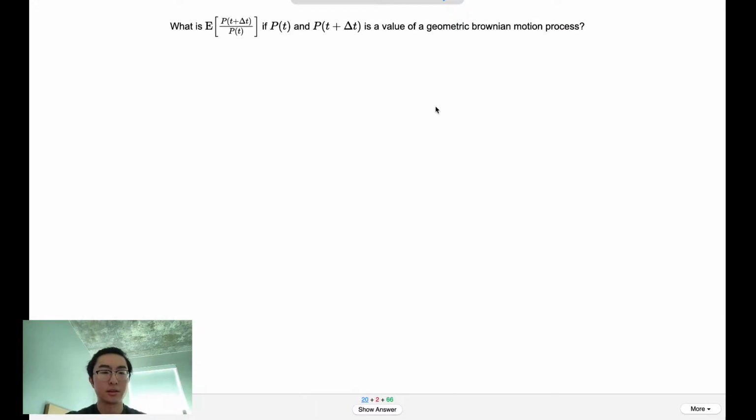What is the expectation of P of t plus delta t over P of t, if P of t is the value of the geometric Brownian motion process? So I think the expectation of the increments in the geometric Brownian motion process is the underlying mu of the Brownian motion process minus 1/2 sigma squared.